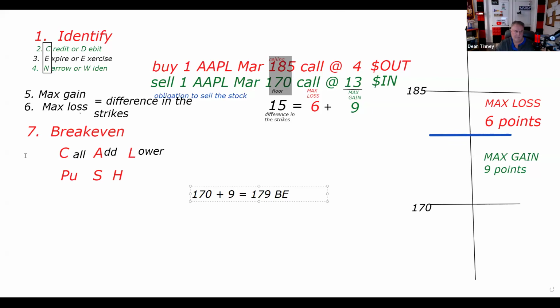Here we spent some of our money. By the way, it doesn't matter if it's a debit or credit. We add to the lower. So we're always going to add to the lower. So here, we're going to take the lower strike. Now, I don't mean lower on my dry erase board.